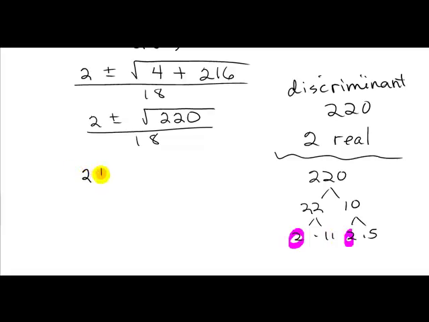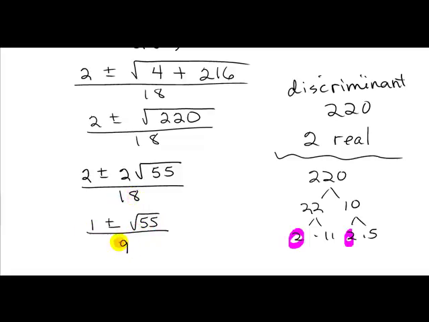So I will have 2 plus or minus 2 times the square root of 11 times 5, which gives me the square root of 55. All of this is over 18. Then I need to reduce it. Remember, we've got 3 places here, 2, 2, and 18, and they can all be divided by 2. So when I divide this by 2, I get 1. Divide this by 2, I also get 1, but because it's next to the square root of 55, I don't write the 1. And then 18 divided by 2 is going to give me 9.